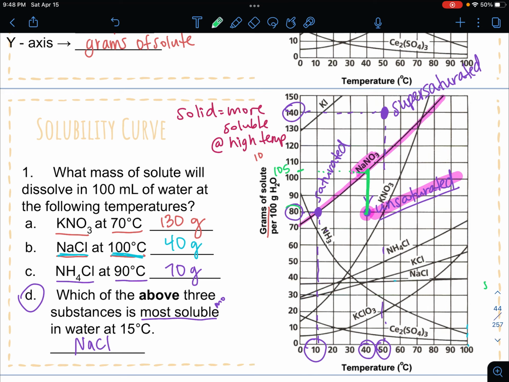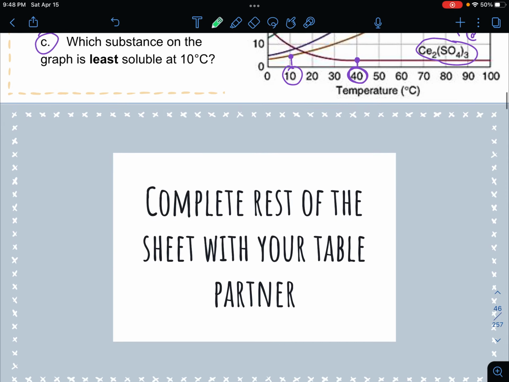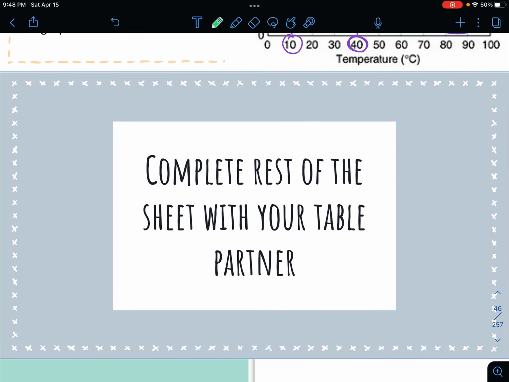So if we're at 80, right, this is our dot right on this line, we're at 80, and we have to go up to 105, that means we have to add 25 grams in order to get to a saturated solution. So at this point, go ahead and try to answer the rest of your questions on your notes. And if you have any questions, make sure you let me know.